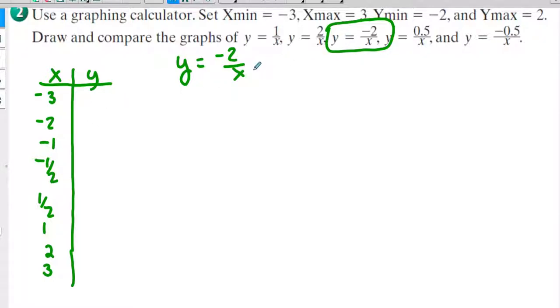So putting this in, you have -2 over -3, so that's positive 2/3, which is approximately 0.7. -2 over -2 is 1. -2 over -1 is 2. -2 over -1/2 is 4. -2 over 1/2 is -4. -2 over 1 is -2. -2 over 2 is -1. And -2/3 is the same as -0.7. All right, so now let's go ahead and sketch this.